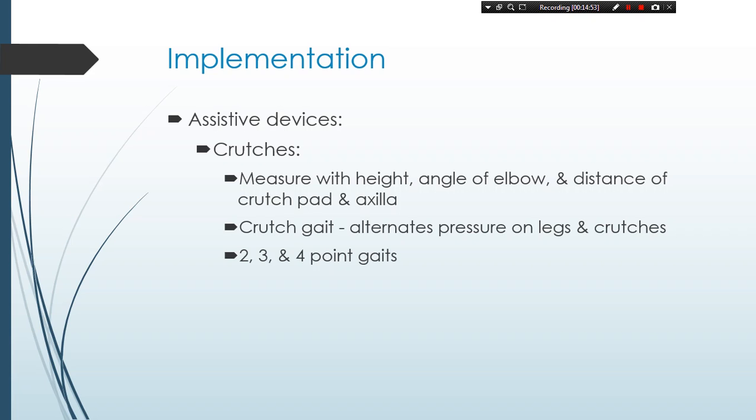There are 3 kinds of gaits that are discussed in your book of how to walk with crutches. Essentially, the definition is the alternation of the pressure on legs with the crutches. So there are 3 types of gaits that are talked about in your book: a 2, a 3, and a 4-point gait.